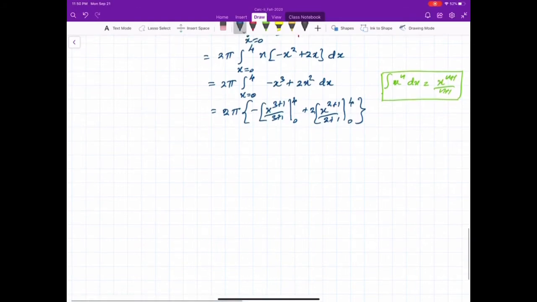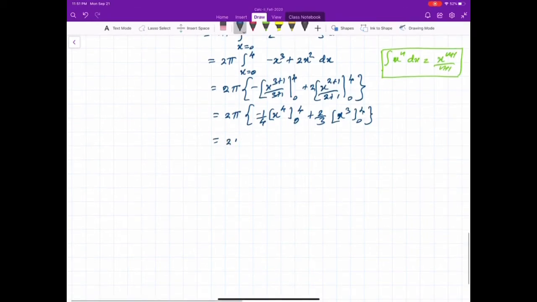Then let me simplify further. 2 pi, minus x to the power 4 over 4 from 0 to 4, then plus 2 over 3 x to the power 3 from 0 to 4. Then simplify further: 2 pi, minus 1 over 4 times 4 to the power 4 minus 0, plus 2 over 3 times 4 to the power 3 minus 0.